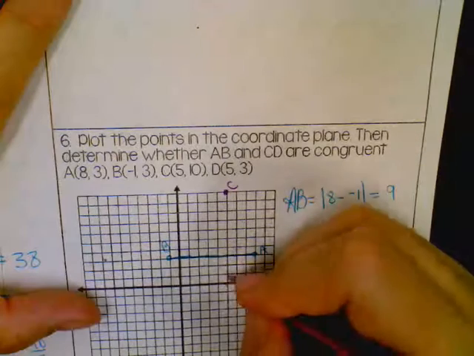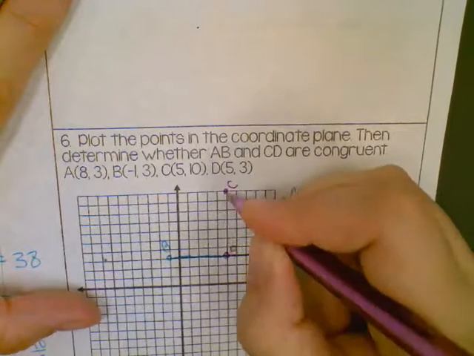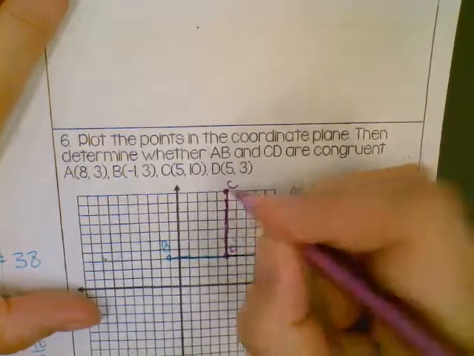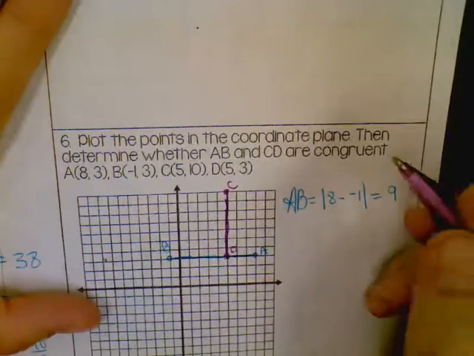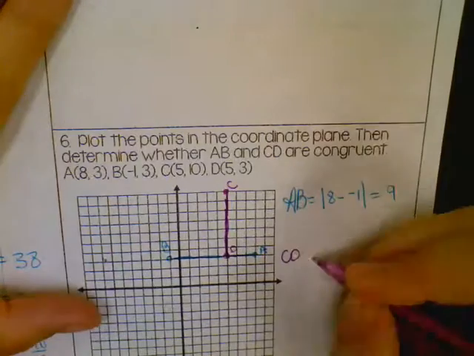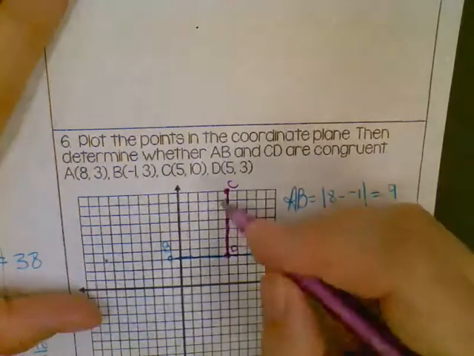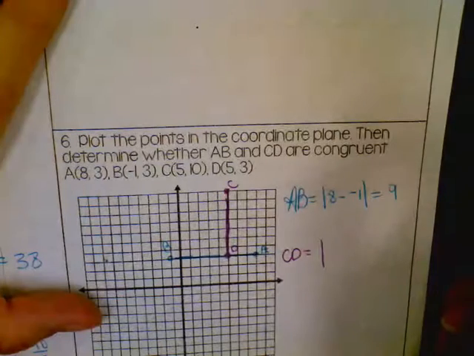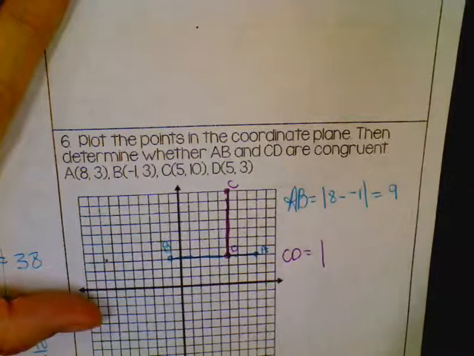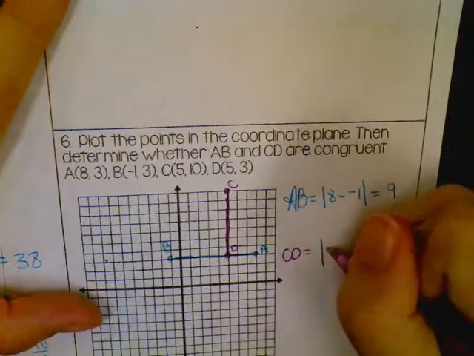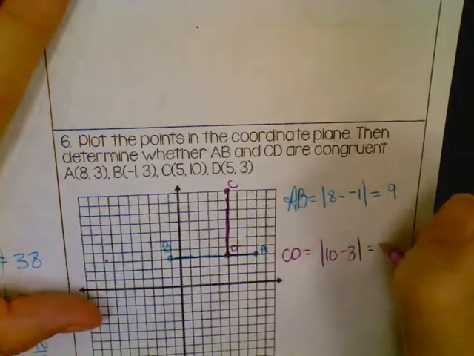And this one is at 5, 3, D. So I hope you're looking at it and saying, well, those are definitely not the same, because they're not. But let's do the math, because that's what geometry is all about. So this time, is it the x's changing or the y's? Very good. The x's are both 5, so it's not the x's, so it's the y. So 10 minus 3 is 7.